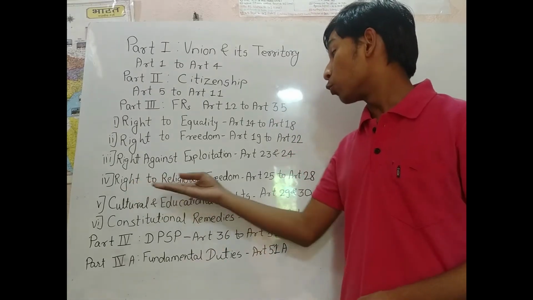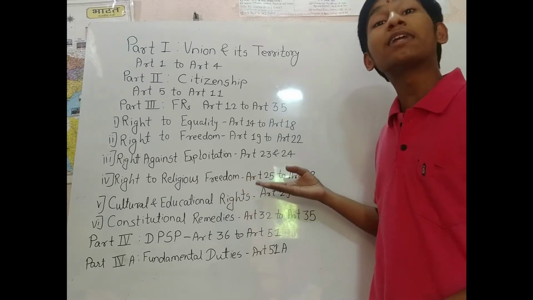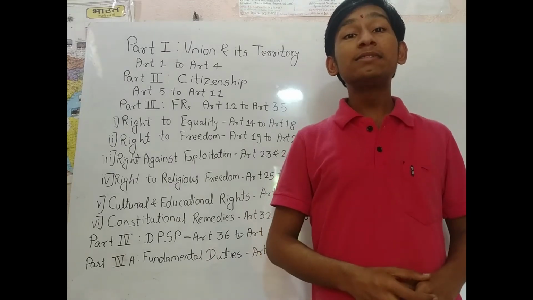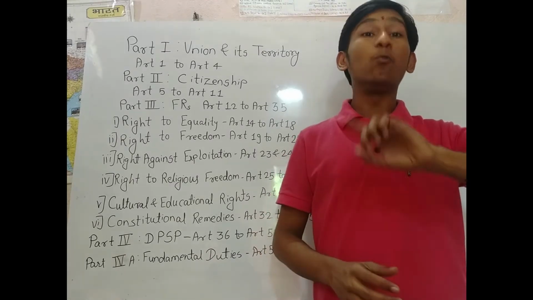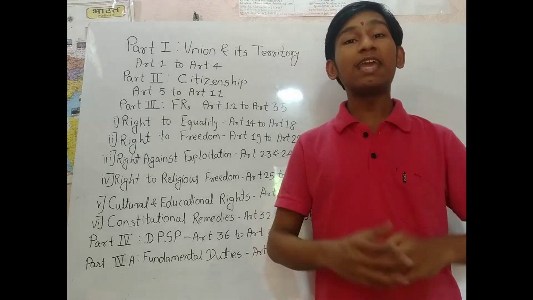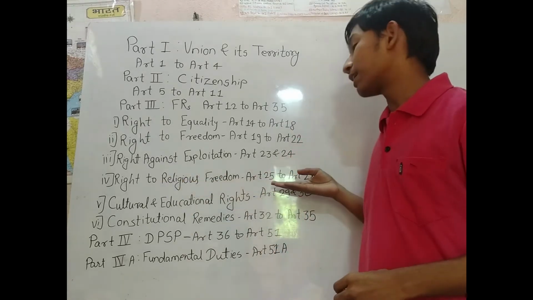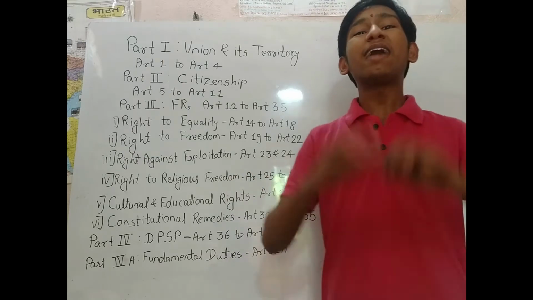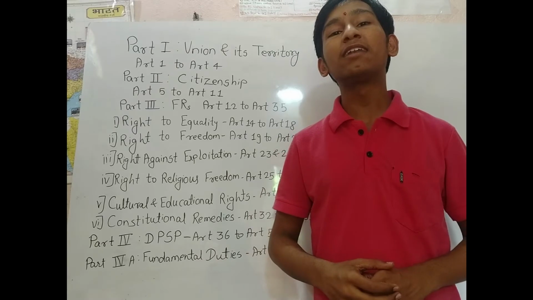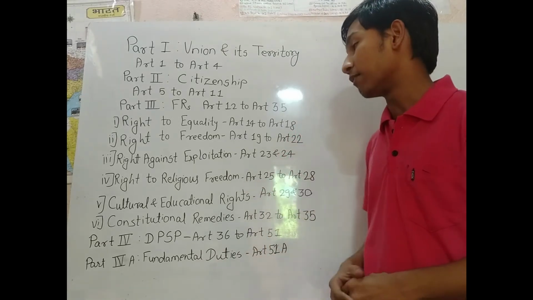Next, it is the right to religious freedom, which lies from Article 25 to Article 28 of the Indian Constitution. As we all know, India is a sovereign country, and with it, India is also a secular country, and in India there is positive secularism, and that's why Article 25 to Article 28 grant every citizen in India the right to perform any type of religious activities, and this right is given under Article 25 to Article 28.